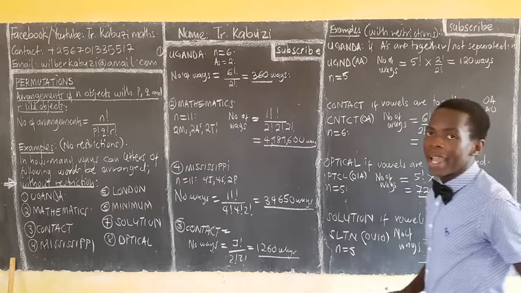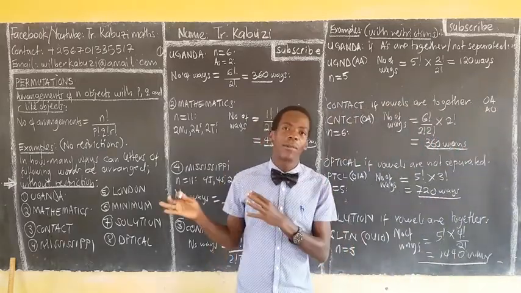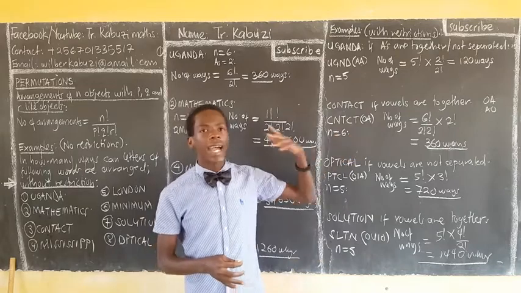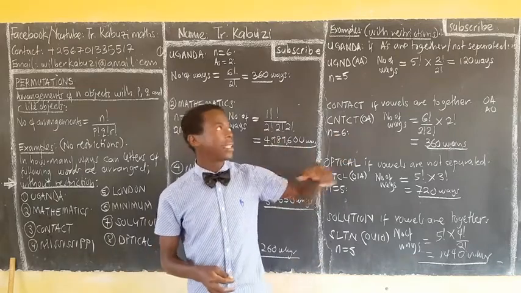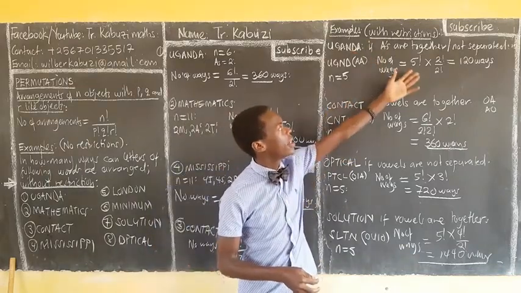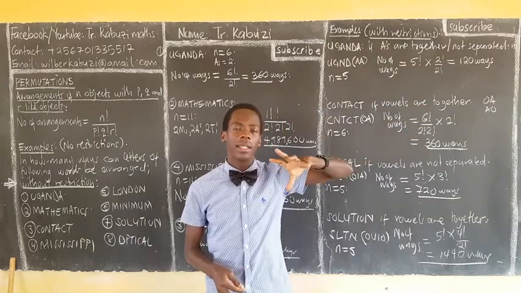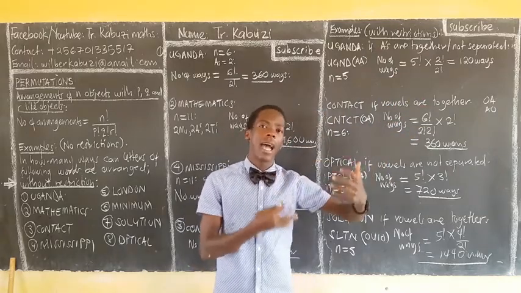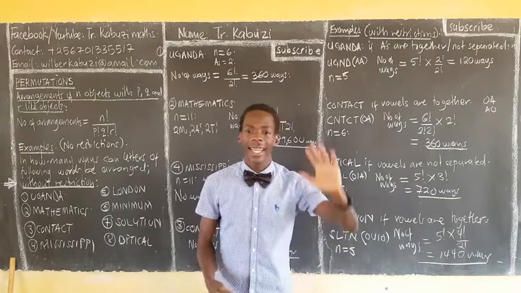So members, that's how we handle permutations without restrictions and with restriction. The other restriction we have been seeing is together or not separated. The other we are going to see is how we handle it when they are separated. I wish you the best.